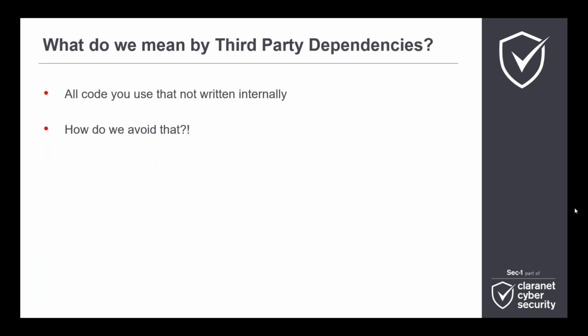So what do we mean by third-party dependencies? Technically, the threat model for third-party dependencies is all software that is used within an application and not written internally. This is the majority of the actual code that you're running. So the code that you write is very much the tip of the iceberg.